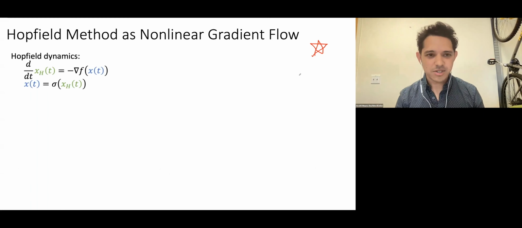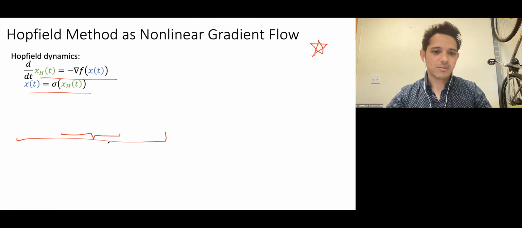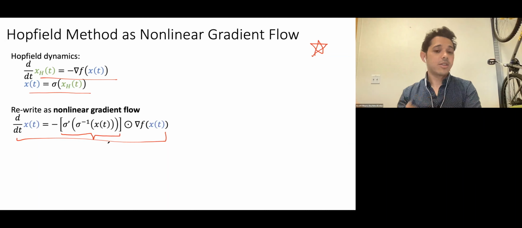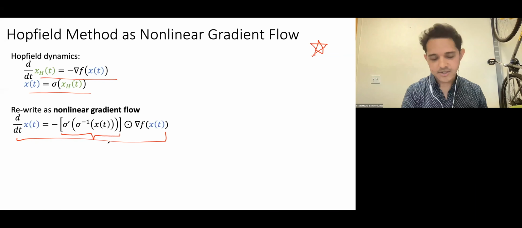And I'm just rewriting the dynamics here. Now, I can manipulate this a bit, and under some assumptions about what sigma is, I can eliminate x_h and rewrite this in just a clean gradient flow, where the important thing is what's in the brackets, right? This coefficient on the gradient of f dictates how quickly, or if you will, the step size of this gradient flow. It's this composition of the derivative and inverse of sigma. So what in the world is that function, that object?